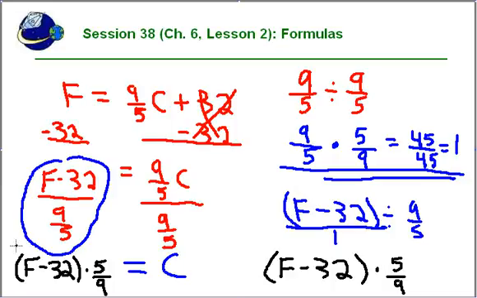The only thing that's missing in this formula is that normally your subject is written on the left-hand side. In this example, I've written it on the right-hand side because I haven't finished it yet. But all I would simply do then to make a formula out of it is just flip-flop sides. Put the c over on the left and put the parentheses f minus 32 parentheses times 5/9 on the right.